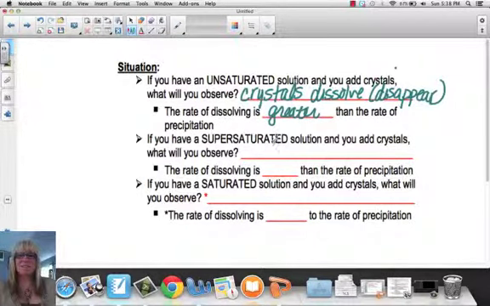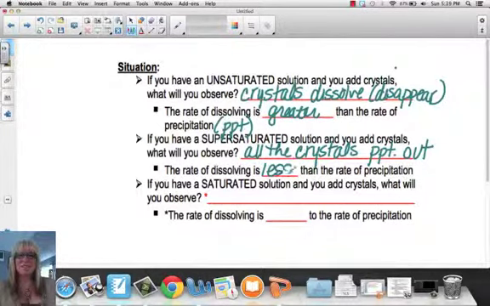If you have a supersaturated solution and you add crystals, what will you observe? Well, we saw that. If you have a supersaturated solution, then you add a seed crystal, all the crystals precipitate out. I'm going to put this abbreviation, PPT, means precipitation. All the crystals precipitate out. The rate of dissolving is less than the rate of precipitation.